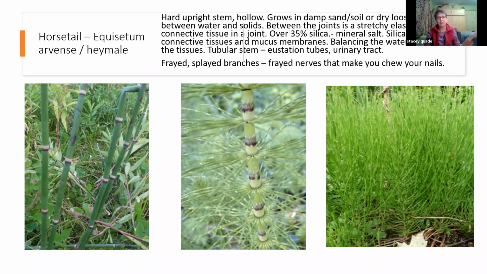And so it's really significant for connective tissue in a joint. One of the reasons is that it's full of something we call silica, over 35% silica. That's a mineral salt that is one of our basic building blocks for our tissues. It helps to build the connective tissues and the mucous membranes, and it's balancing out the water in the solids.